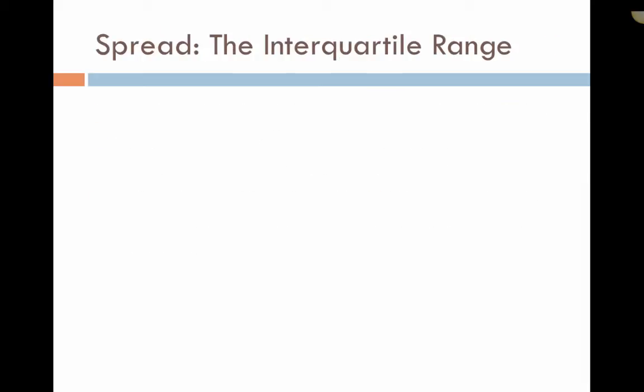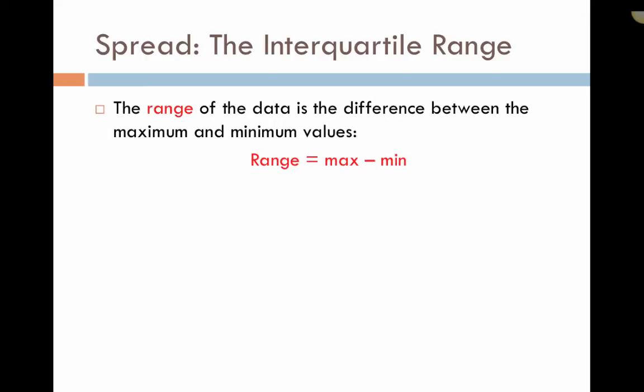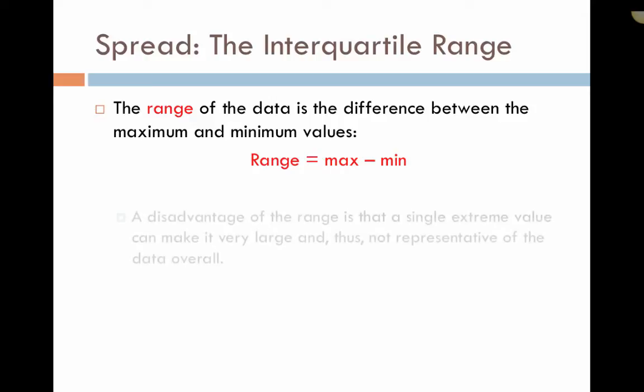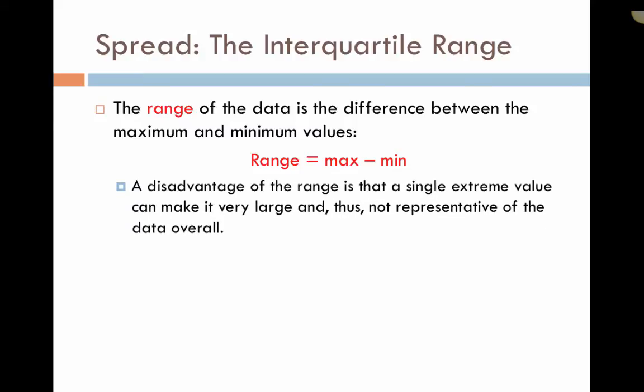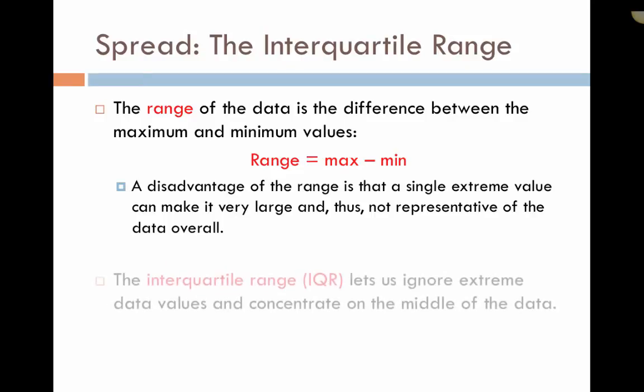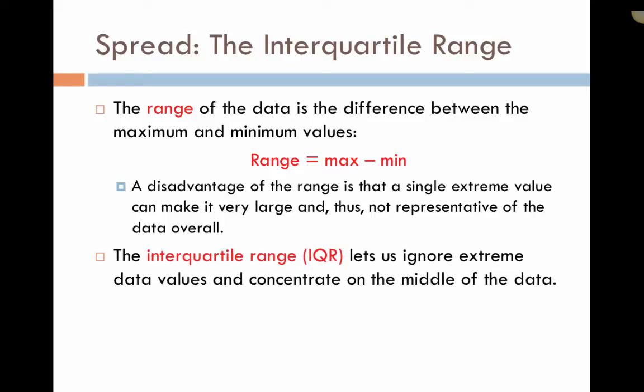So we're going to start with the interquartile range for spread. Now we've all heard of the range and have had years of practice with that, which is just the maximum value minus the minimum value. The problem with this is that it is subject to extreme values, which can make the range really large, even though the data may not actually be all spread out. Therefore, we use what is called the interquartile range, or the IQR, because it lets us ignore the extreme data values and concentrate just on the middle of the data.